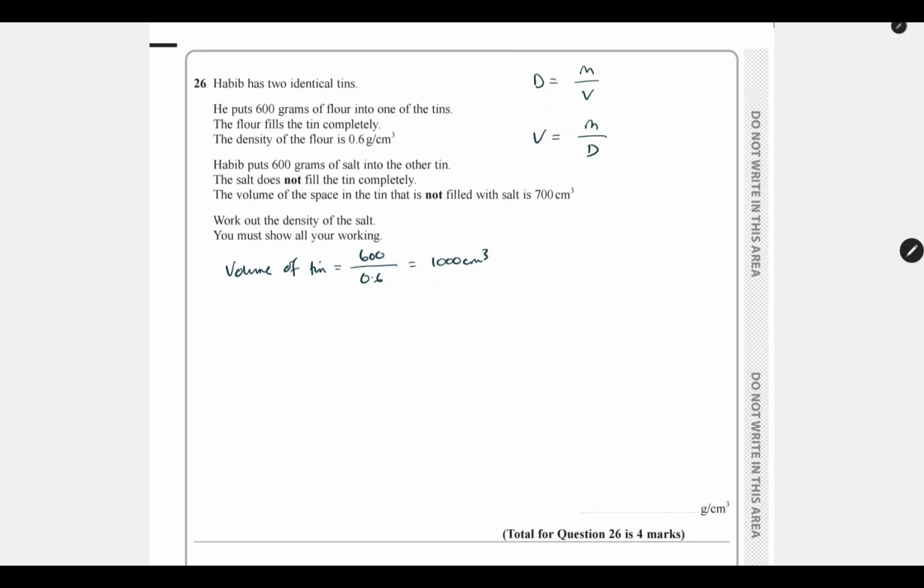The question says that the volume of the space in the tin that is not filled with the salt is 700, and so the volume of salt is going to be 1,000 minus the 700 that's not filled, and so we have 300 centimeters cubed of salt. Therefore, we can work out the density of salt, and that's going to be the mass of the salt, which is 600 grams, over the volume of the salt, which is 300, and so the density is 2 grams per centimeters cubed.